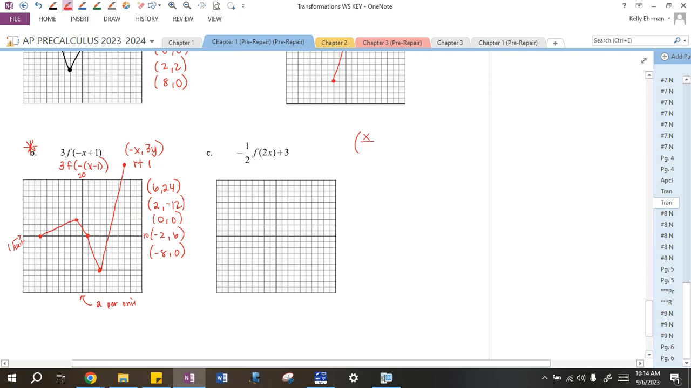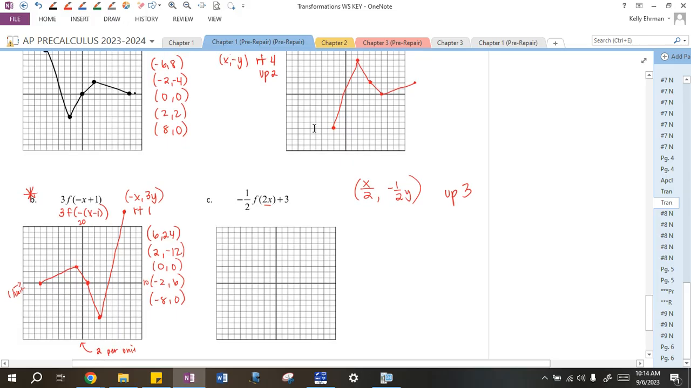So here, every x value gets divided by 2 because of that, and every y value gets multiplied by -1/2, and then we're going to go up 3 after that. So I think I better write these down too so I can keep track of them. So -3, -4, -1, +2, 0, 0, 1, -1, 4, 0. All those will go up 3.